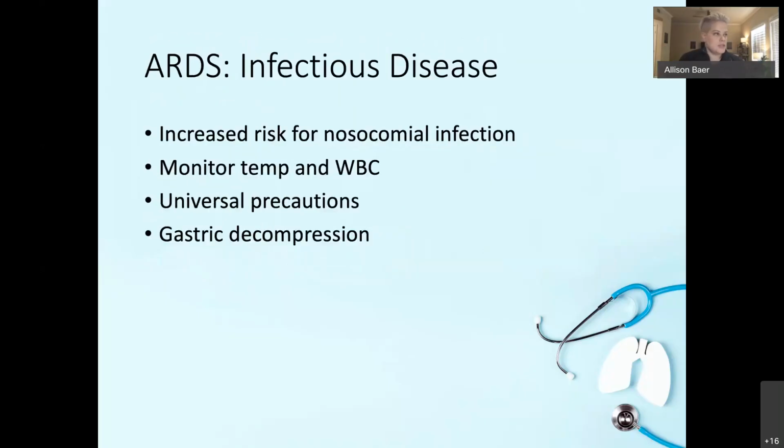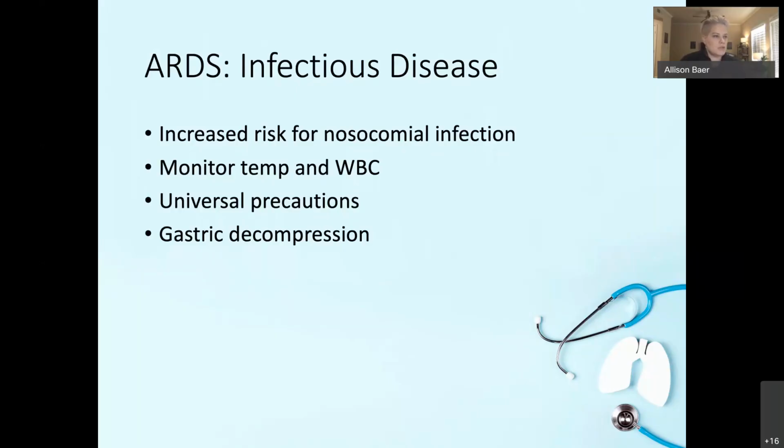For infectious disease, you're going to want to look for a nosocomial infection if it happened after they've been intubated for a while, but any kind of infection source you're going to want to look for. So that goes with our normal surveillance monitoring: monitor their temp, their white blood cells, using universal precautions, and then gastric decompression. So a lot of these patients, we'll start antacid regimens on them right away for gut protection.